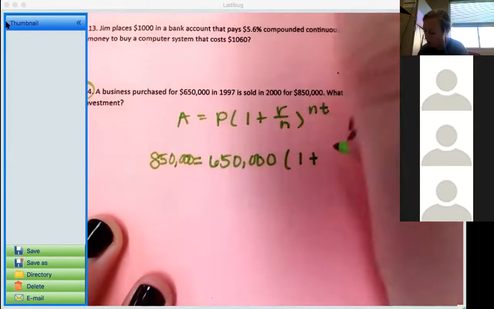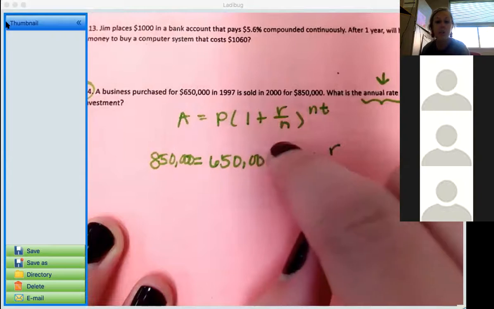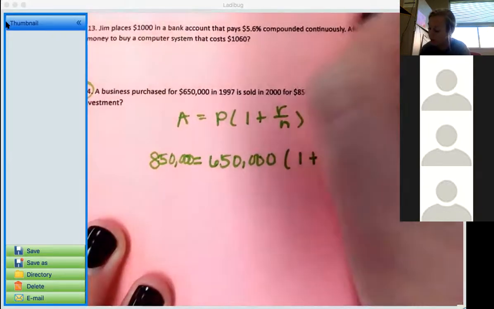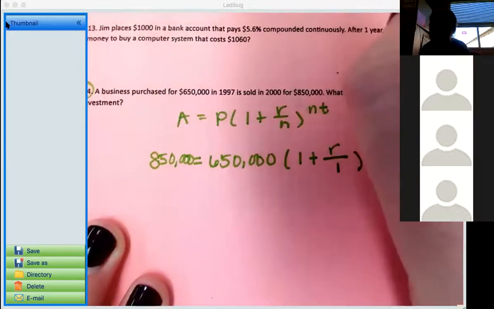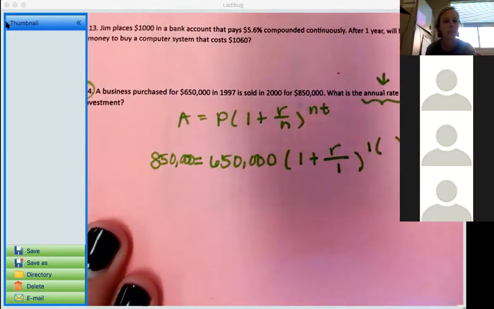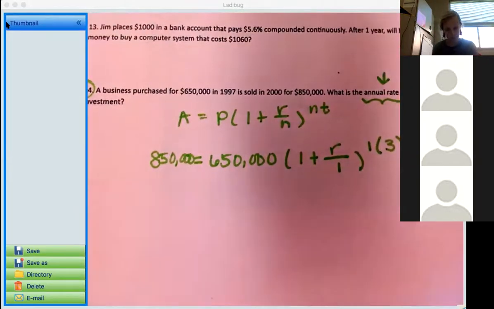So are y'all fine if I put R? Yes. Then N is the number of times it's compounded in a year. So if it's annual, we're only compounding once a year, raised to the 1. And then what's my time for this problem? 3. Good. How'd you get 3? 1997 is 0 and count up. Yep. So 98, 99, 2000, 3 years. So all we have to do for this one is solve for R.